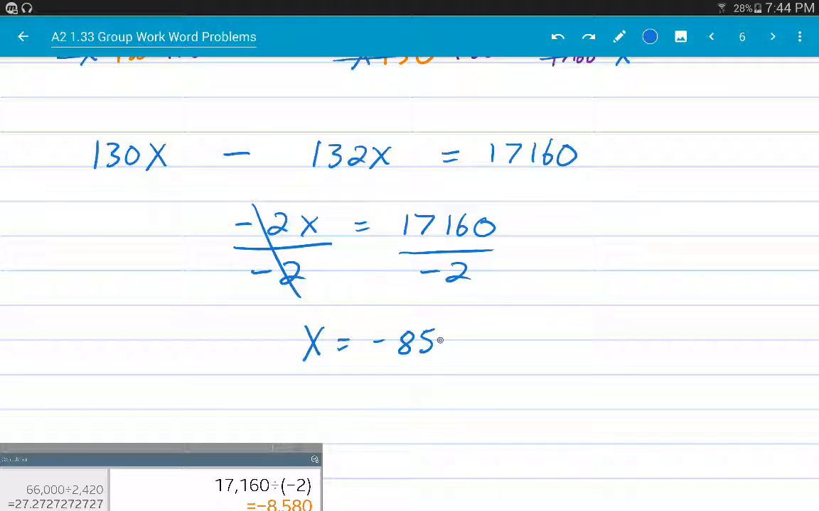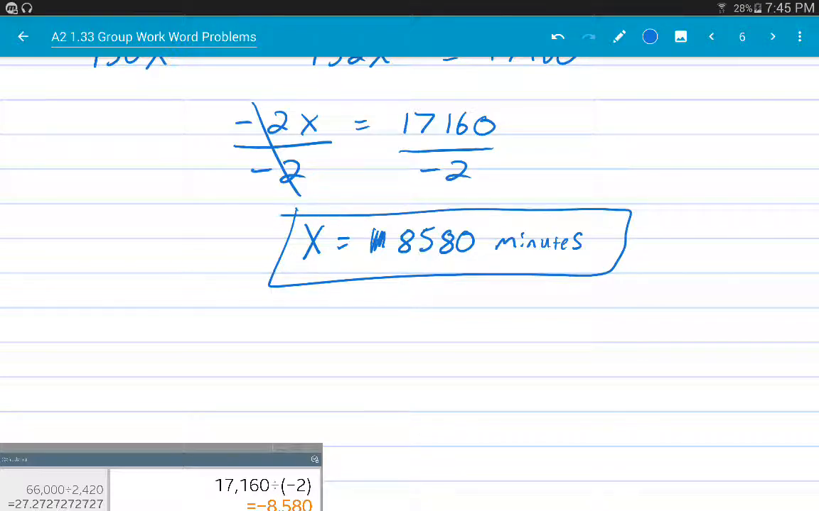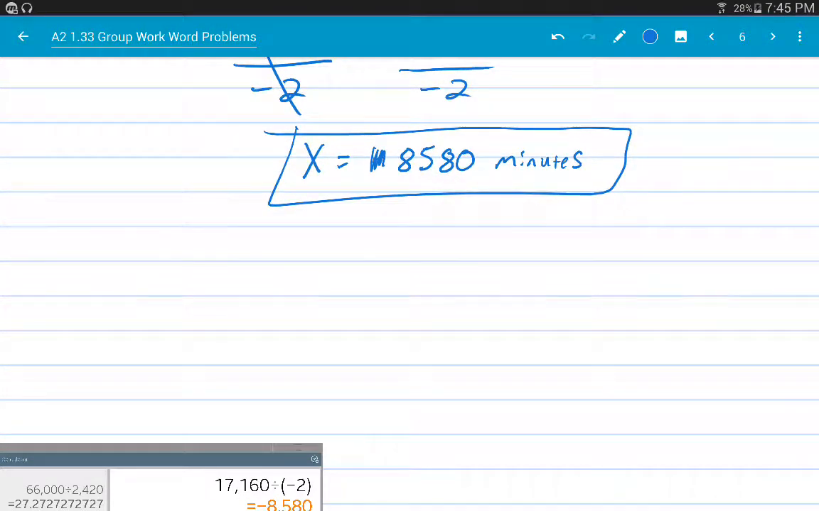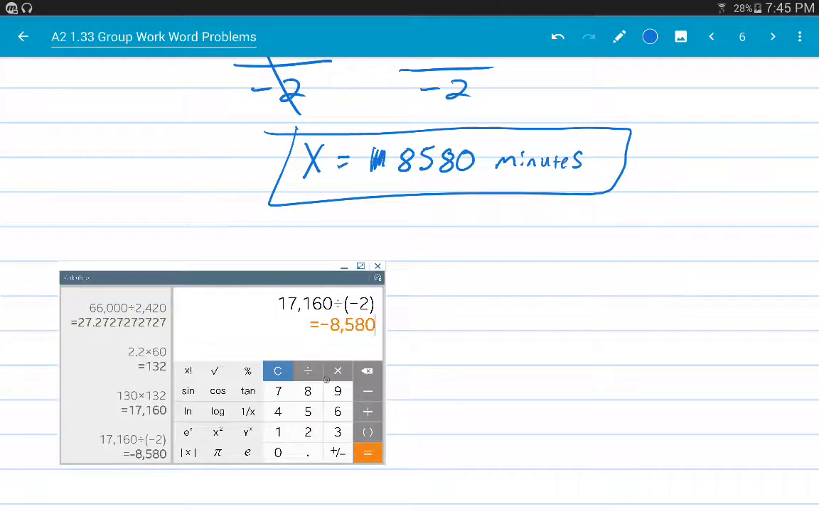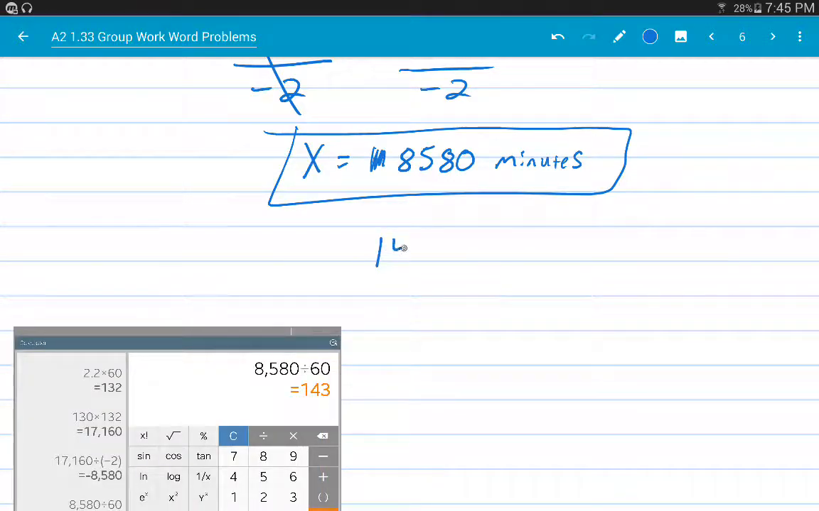Remember that our goal was to solve for how many minutes it would take. So this is minutes. Now, does a negative time make sense? Since we've covered this in class, I know that you and I both know that it doesn't. So we'll ignore the negative, and we'll say that x equals 8,580 minutes. If you wanted to know how many hours that is, you could divide it by 60. 8580 divided by 60 is 143 hours.